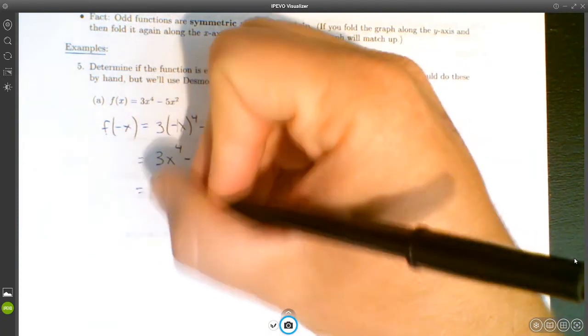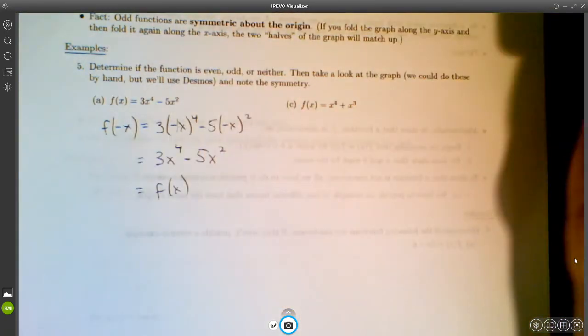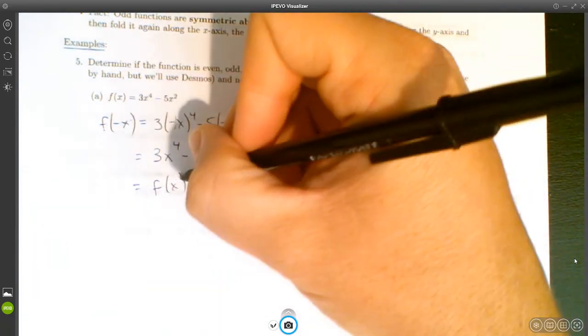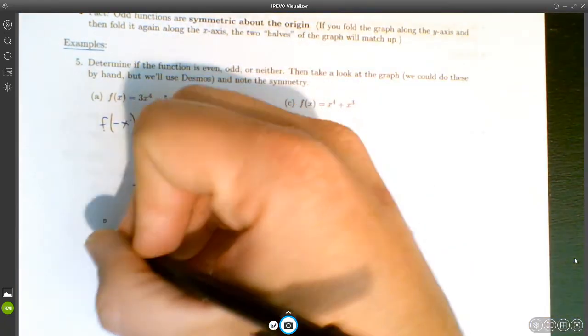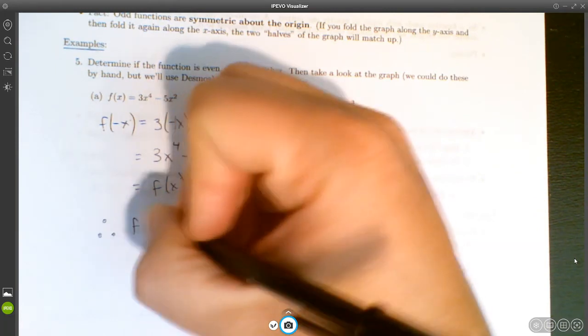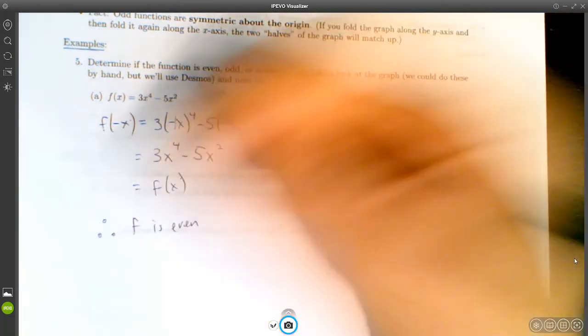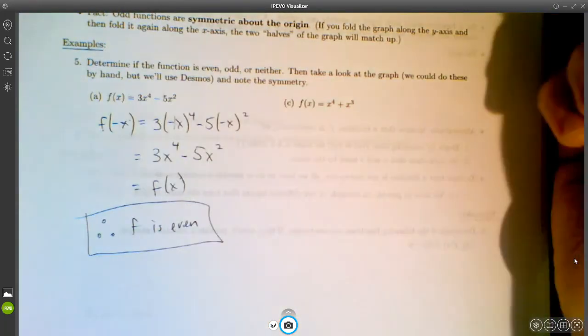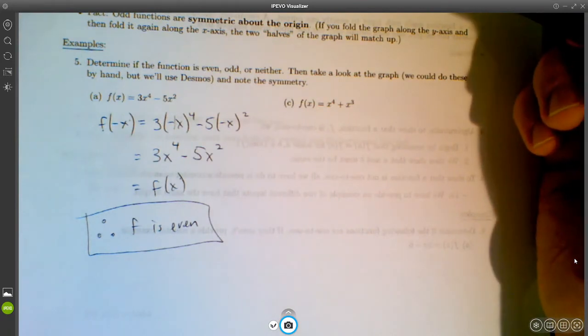And if you look at that, that's the same thing as the function we started with. That's just f of x. So f of negative x equals f of x. That means that f is even.